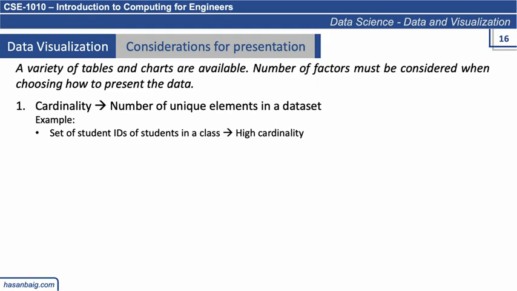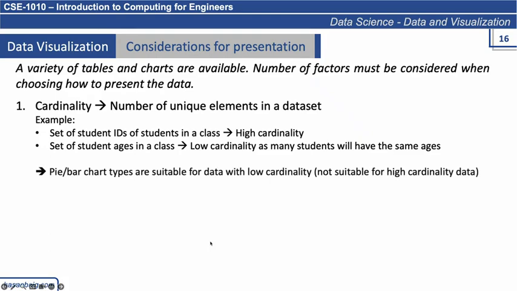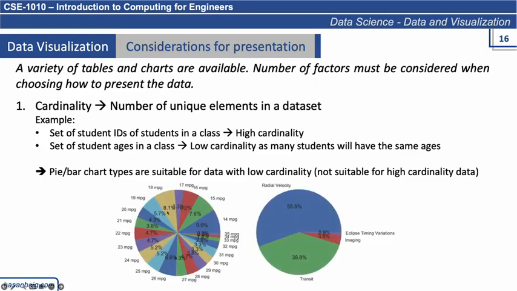When we talk about the ages, most of you are between 18 and 24 years, so the cardinality here is low because many of you will be sharing the same age group. So when we have low cardinality, pie charts or bar charts are suitable to use. So here is an example of high cardinality.